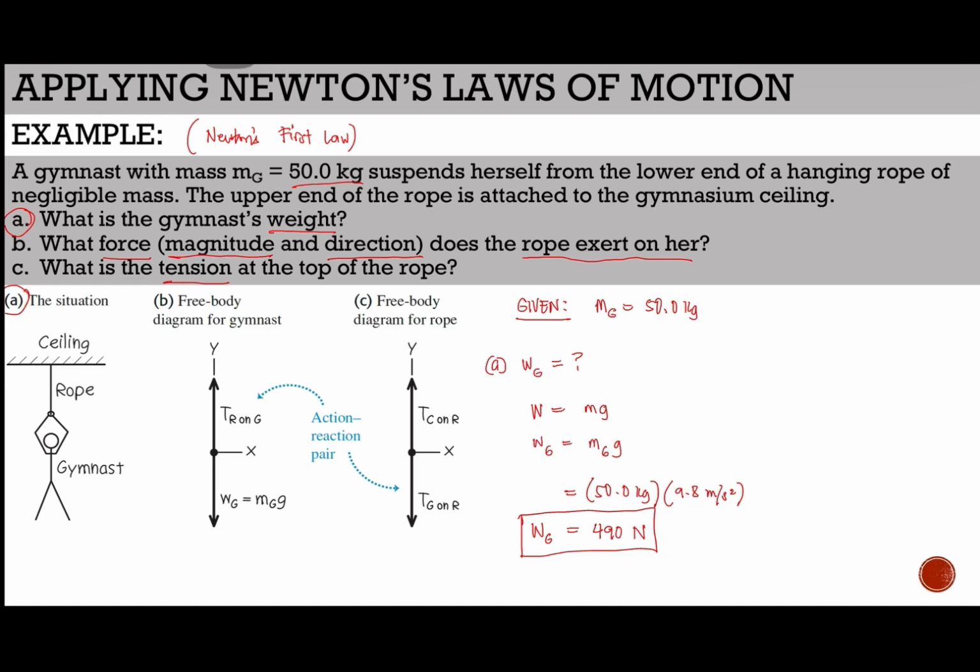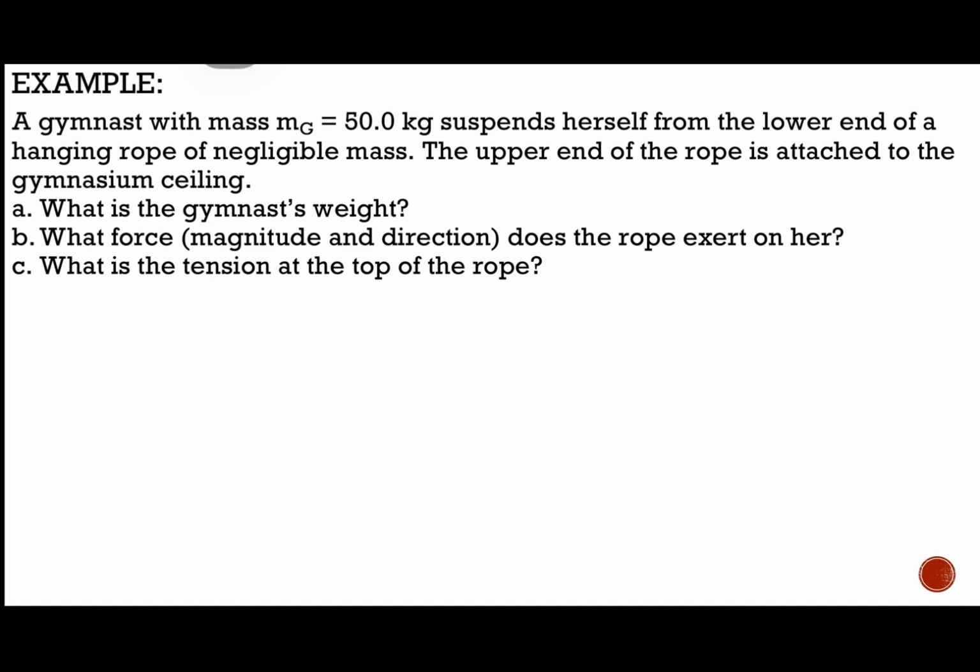But the question here is, what force does the rope exert on her? We are talking about the rope, meaning the type of force the rope exerts on the gymnast is the tension force. Again, tension force is the pulling force in which our object is attached with a rope or cord. So for letter B, the answer is the tension force.